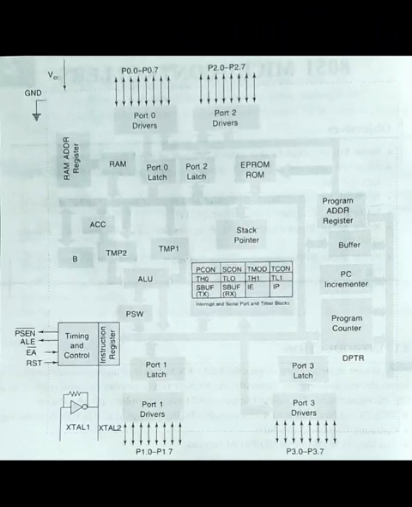The various function blocks of the 8051 microcontroller are ALU, control and timing units, RAM, EEPROM, ROM, registers, latches and drivers for the ports P0, P1, P2 and P3. Each of these blocks was discussed in the previous year.